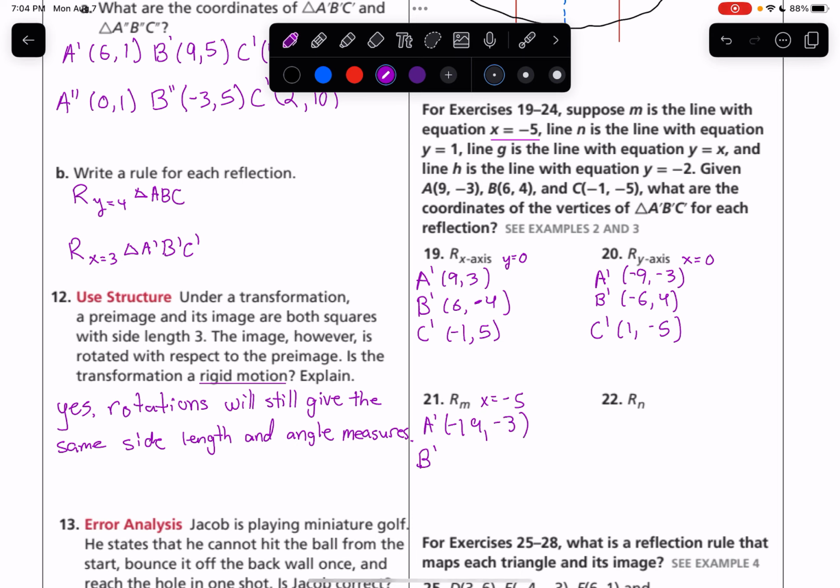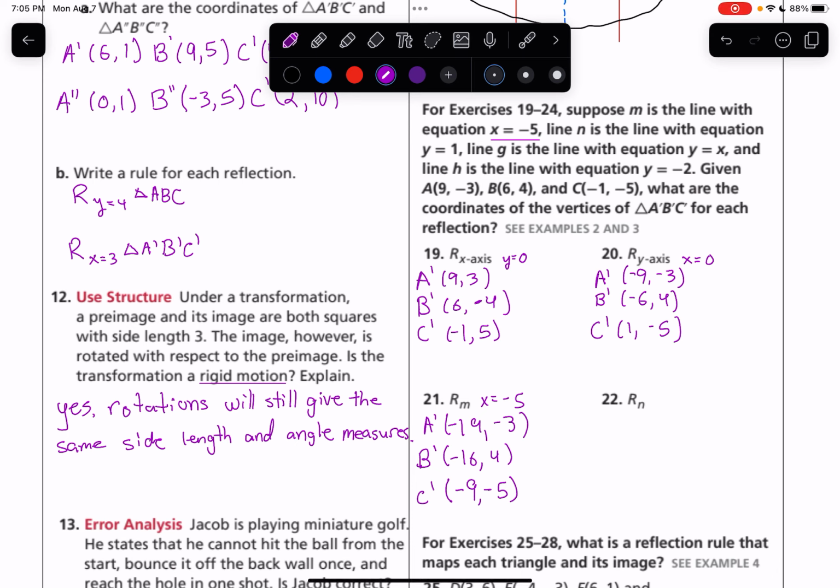B prime, same thing. B is at 6. 6 is 11 units above -5. So we're going to go 11 units below -5. -5 minus 11 is going to be -16, 4. And C prime is, well, C is at -1. -1 is 4 units above -5. We're going to go 4 units below -5. -5 minus 4 is -9. And our y-coordinate is just -5 there.